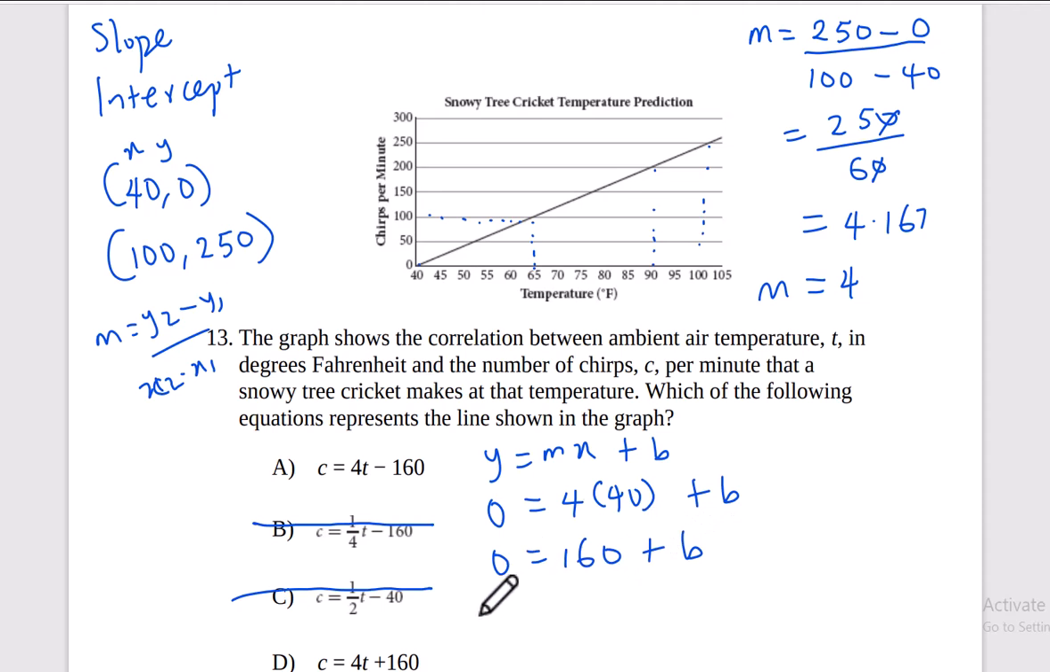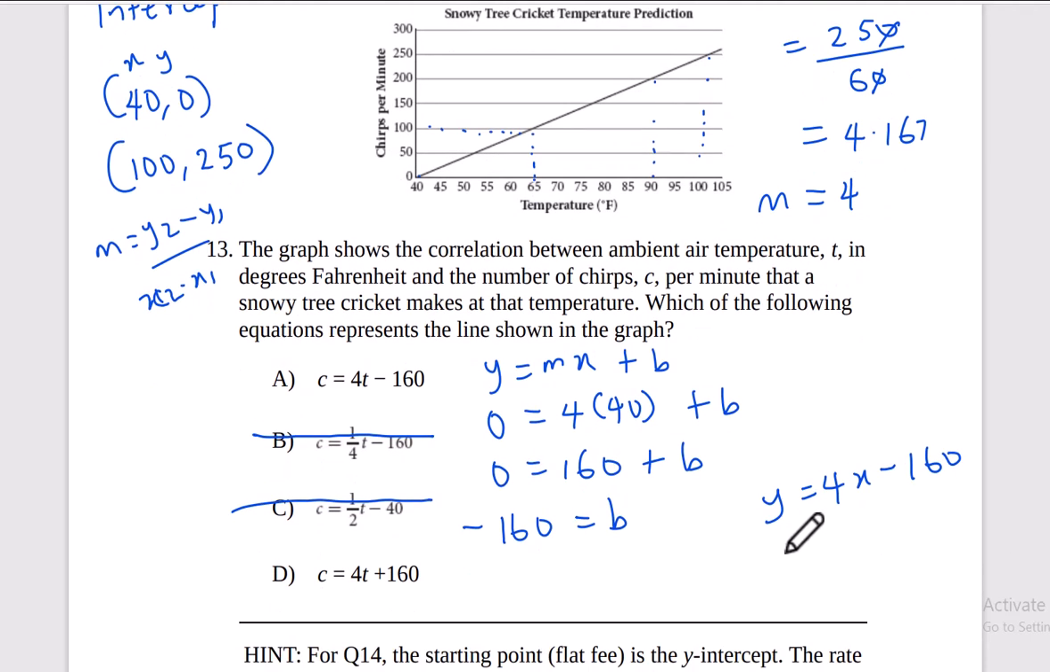So 160 comes across: minus 160 equals b. So our b is minus 160. If you write our equation again, it becomes y equals m, which is 4, so 4x minus 160. So you see, this is what we have.